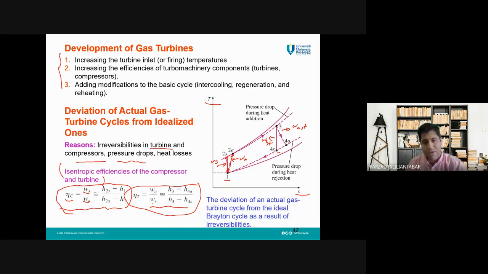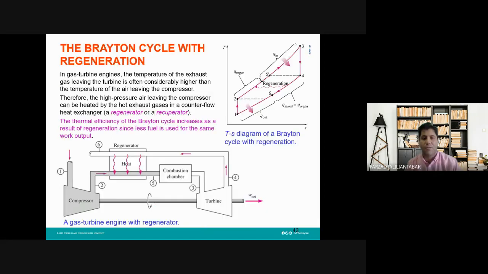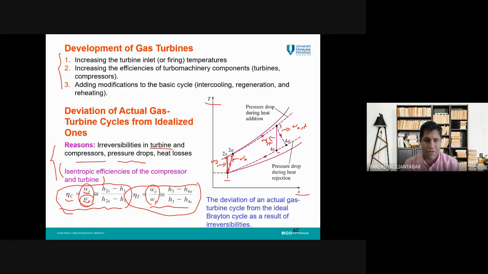Why here is Wa divided by Ws, and there Ws divided by Wa? Because the actual work input required for the compressor is usually higher than the isentropic one due to irreversibility. About the turbine, generally the actual work output we can get from the turbine is less than the isentropic work we could get, due to the irreversibility. Now let's see the other modification. This is actually the first thing.